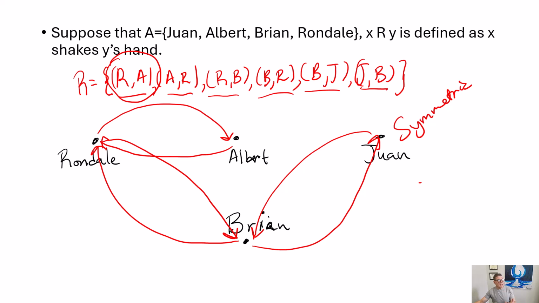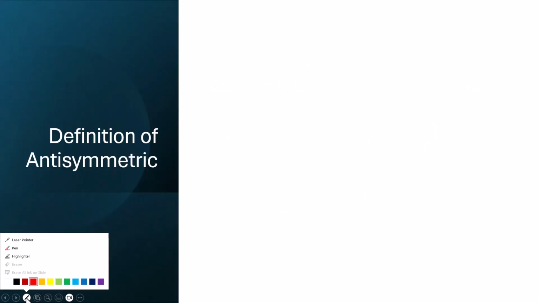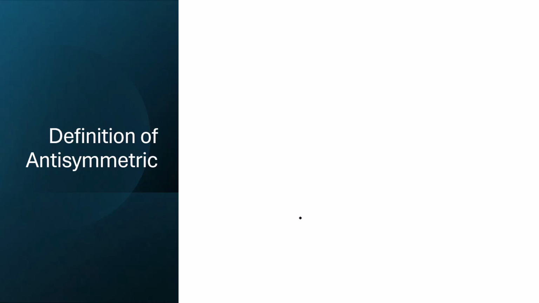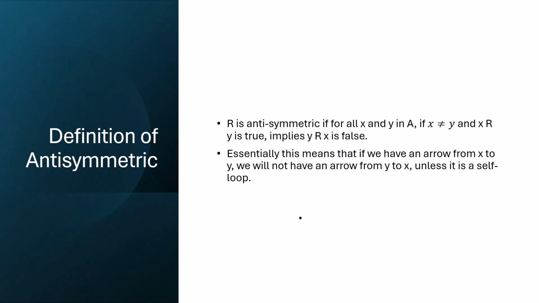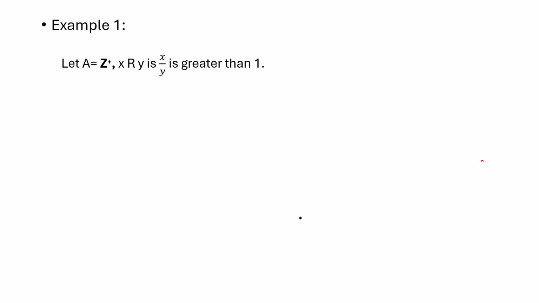Now, just like with reflexive, we had an idea called anti-reflexive, we're going to have an idea called anti-symmetric. Now let's define something as anti-symmetric. What it means for something to be anti-symmetric is that for all x and y in A, if x doesn't equal y and xRy is true, then yRx is going to be false. Essentially, that means that if we have an arrow from x to y, we will not have an arrow from y to x unless we have a self loop. So in terms of our directed edges, we're only going to have a directed edge that goes one way.